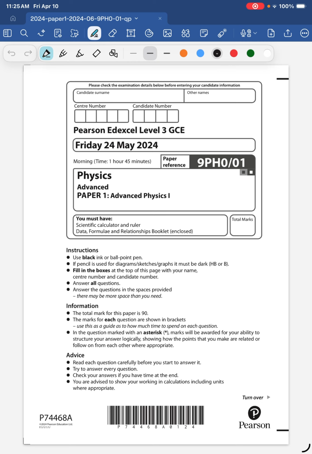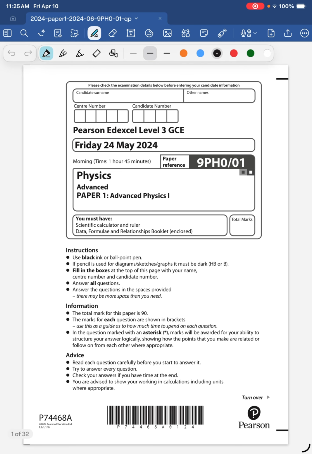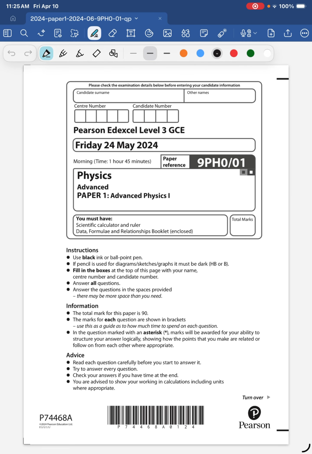Okay, and I was very happy to see that a lot of people either commented or even messaged me about papers related to the UK curriculum. So this is one more paper from the UK curriculum, okay? The title is Pearson Edexcel Level 3 GCE, and this is paper 1, Advanced Physics 1, which I believe is taken by year 13 students, or whatever the final year of high school is in England. And this one is kind of recent. It's from May 2024. So let's dive in and see what's going on.